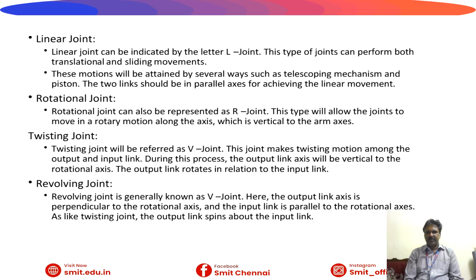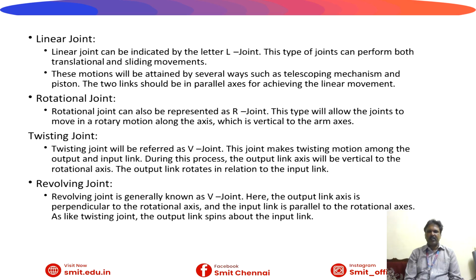arm axis. A twisting joint will be referred to as a T joint. This joint makes a twisting motion between the output and the input link. During this process, the output link axis will be vertical to the rotational axis. The output link rotates in relation to the input link. That is called a twisting joint.